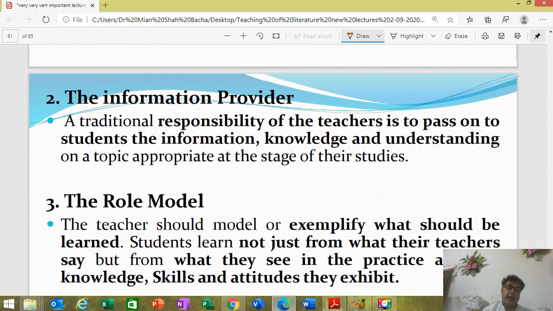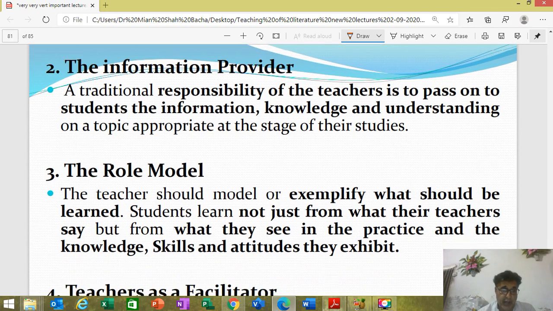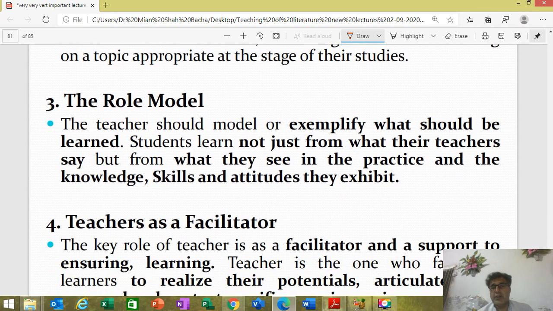Information provider. A traditional responsibility of the teacher is to pass on to students the information, knowledge, and understanding on a topic appropriate at this stage of their studies. This should be there. The role model. The teacher should model or exemplify what should be learned. What does it mean?